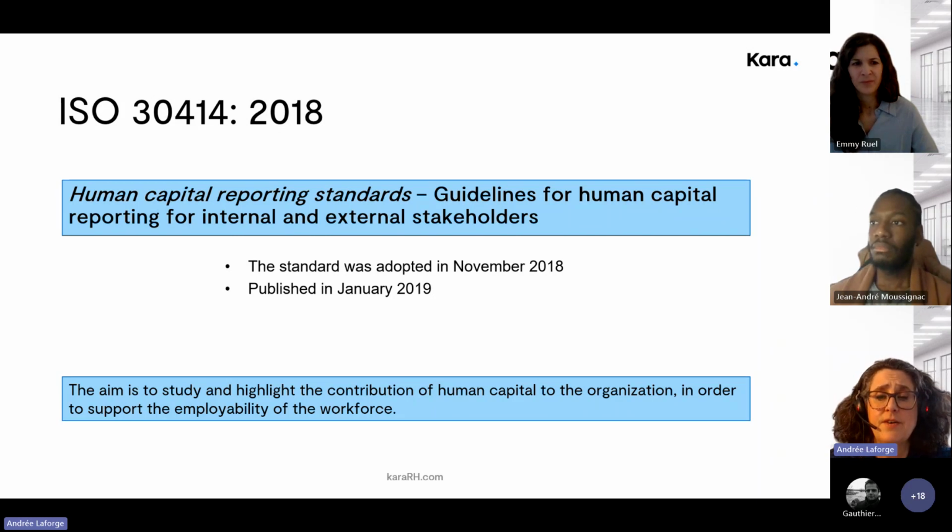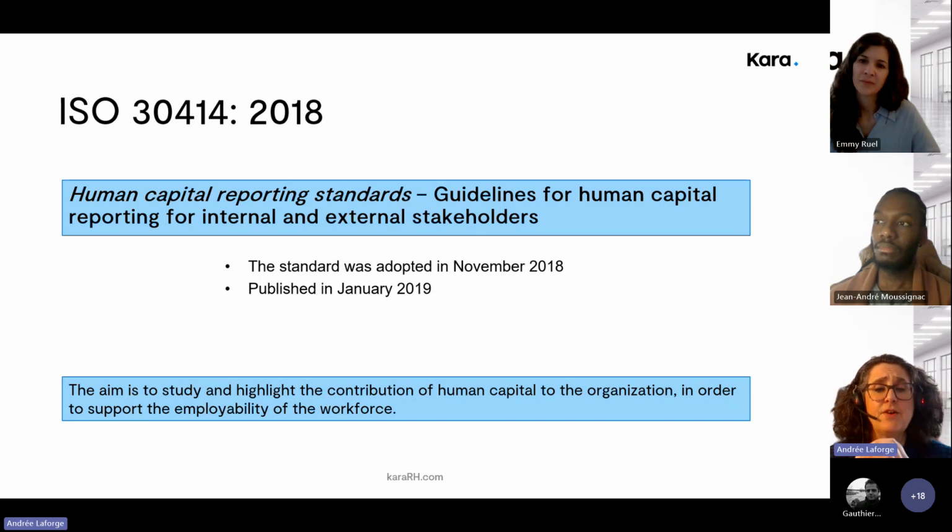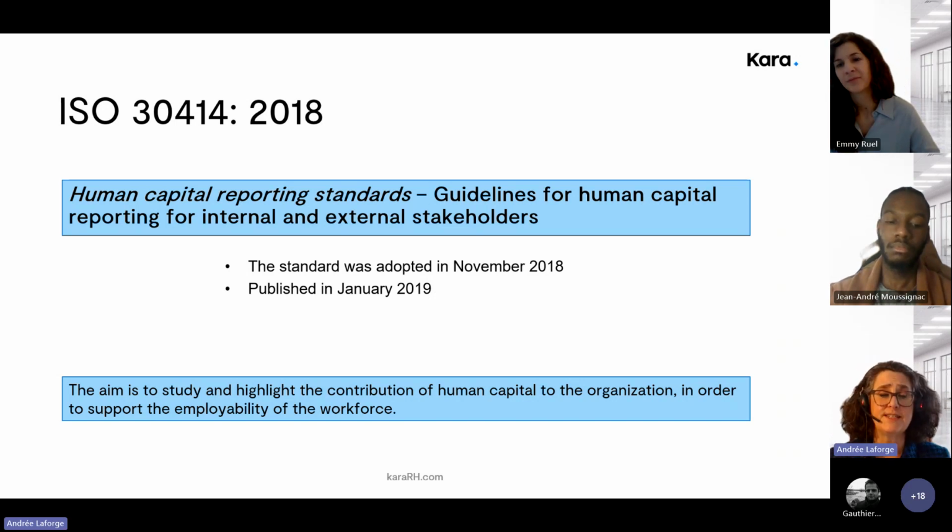So this standard provides guidelines for measuring and reporting human capital, including a comprehensive set of HR performance indicators. The standard outlines around 60 key HR performance indicators covering various aspects of human capital management. Access to a standardized set of HR performance indicators ensures consistency and comparability across organizations and industries. Just to mention that the indicators that we have in CARA are based on this standard.